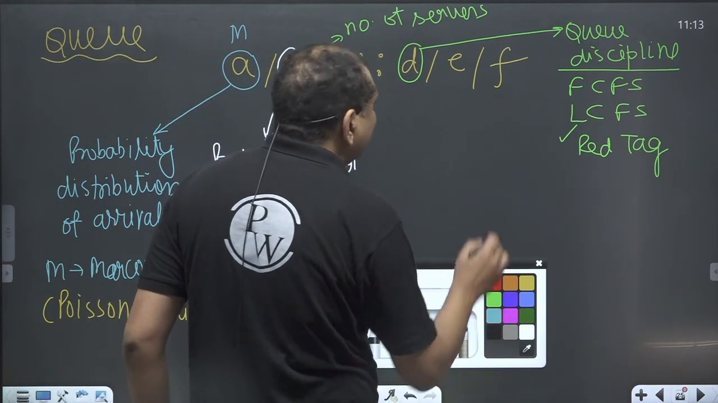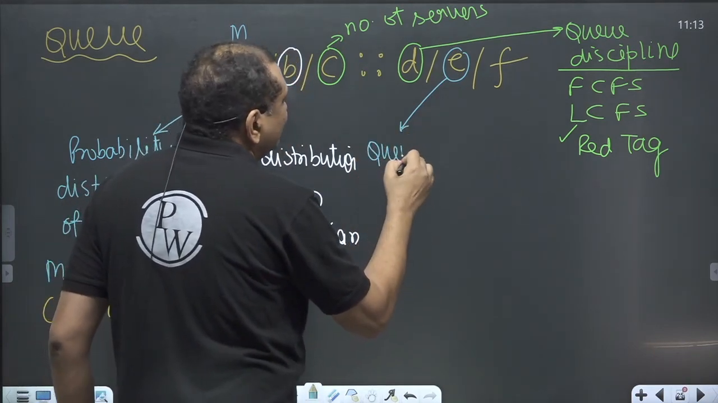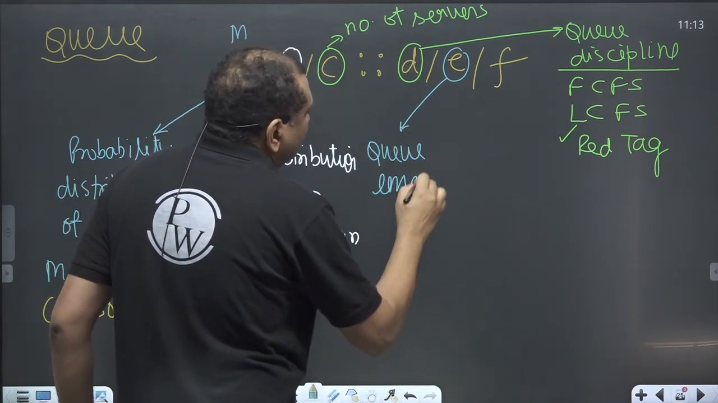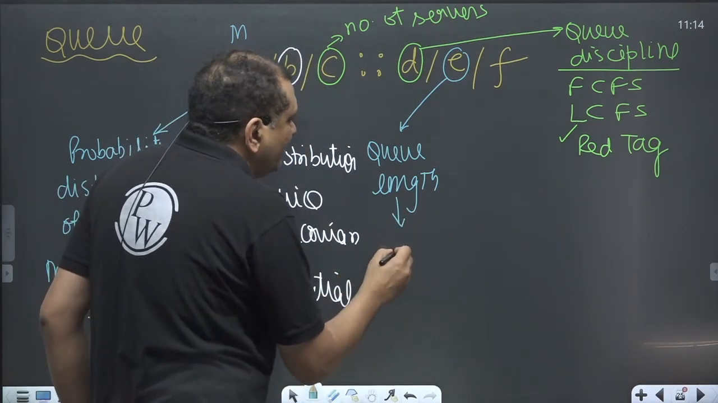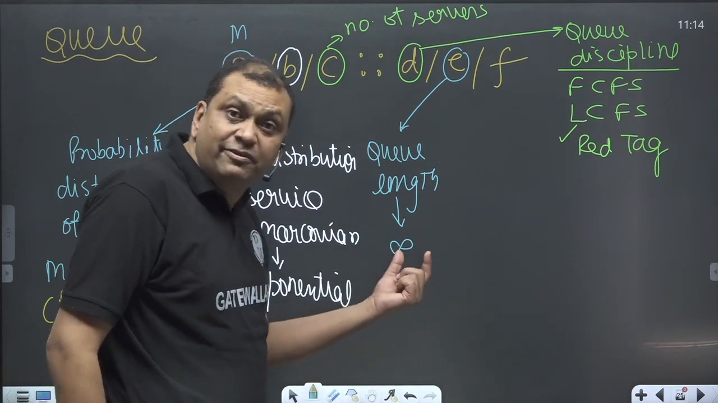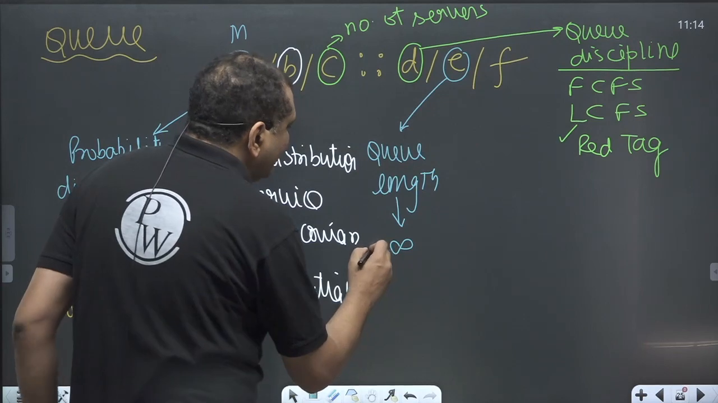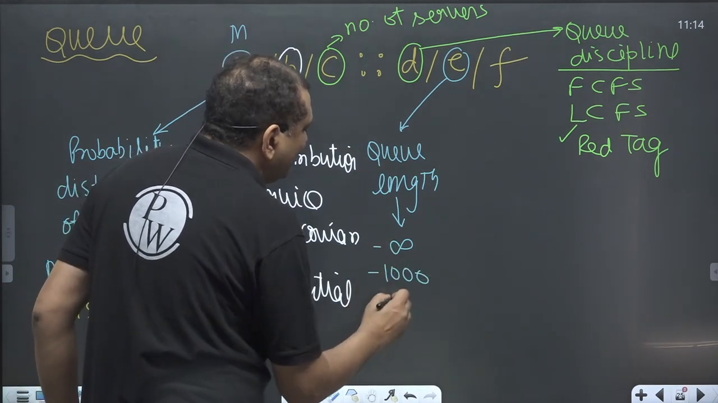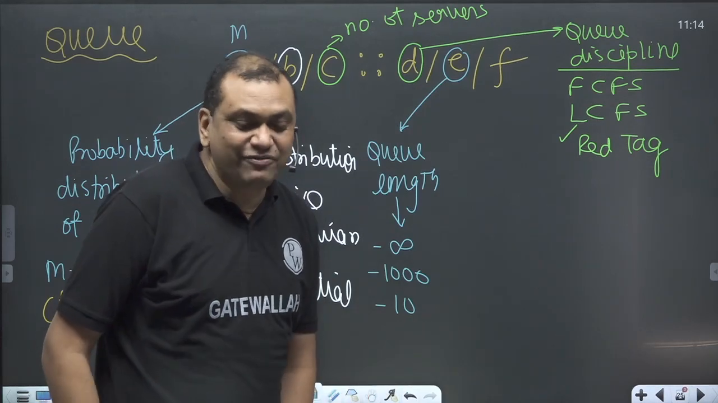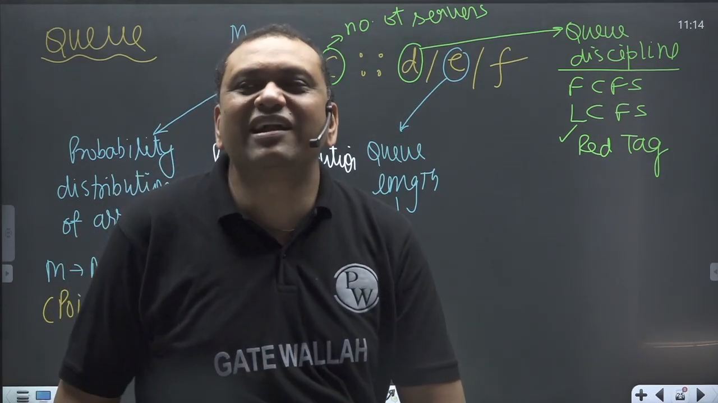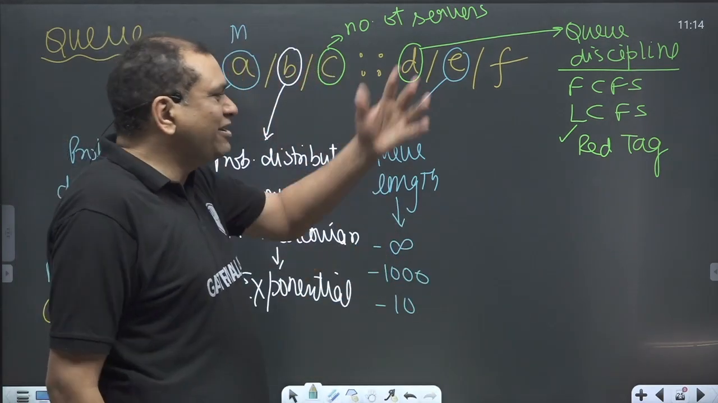Now, this is the queue length. Queue length means whether it can be extended to infinite, or let us say 1000 or 10. What is the queue length? Like we have discussed some finite length problems. So it tells you about the queue length.